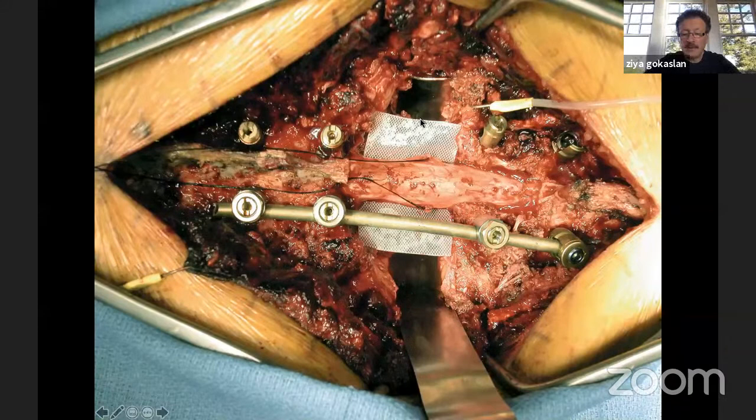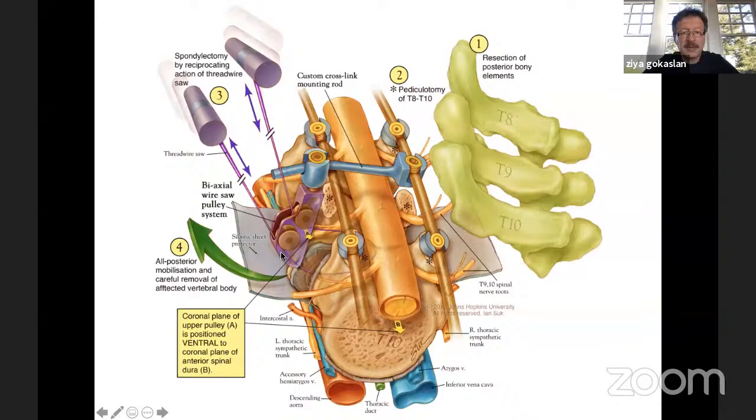We do have this pulley system we typically use, but you can do that without that as well. This pulley allows you to pass a thread wire saw around the spinal column underneath the thecal sac. And then there are two wheels here, one for dorsally situated wire and one for ventrally situated wire. And then you can really cut the spinal column away from the spinal cord. This is a relatively safe way of doing it.